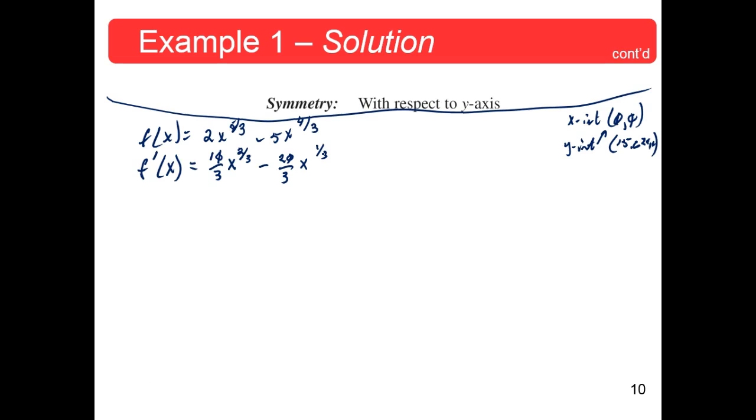Test point, critical points. Okay, let's call them critical points. Test points will be later. Okay, critical points. Where will you have your critical points? Where the first derivative is equal to 0 or not defined. Okay. Now, are there any places where that's not defined?